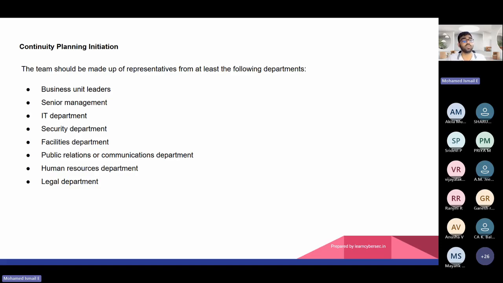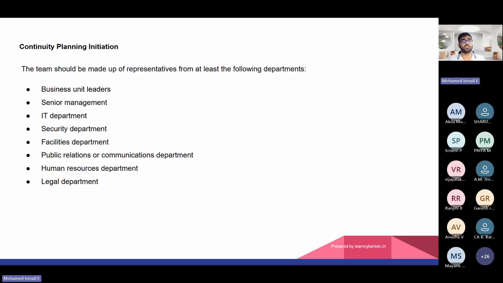Business unit leaders, maybe the CEO, CISO, CIO, CFO, directors or board members are involved, along with the respective business unit leaders. Then senior management must be involved, the IT department, the security department, the facilities department, the people managing the building, premises, and access. Then public relations and communication, the HR department, and legal, lawyers, or respective governing bodies are included in the business continuity plan.